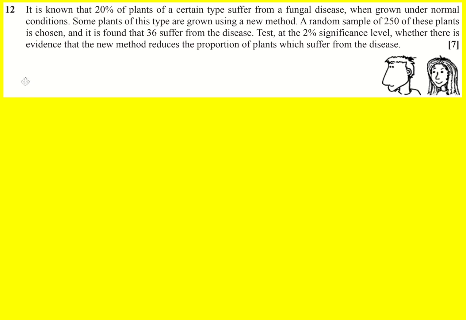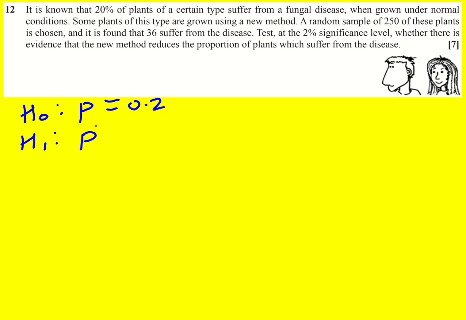So the first thing to do is set up our hypotheses. H naught: that's the probability of a plant getting a certain disease. Now, obviously, that is not a success, but within our binomial distribution, it's our success parameter. The probability of success, or in this case getting the fungal disease in normal conditions, is 0.2.